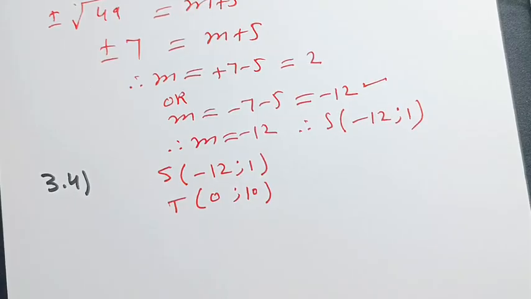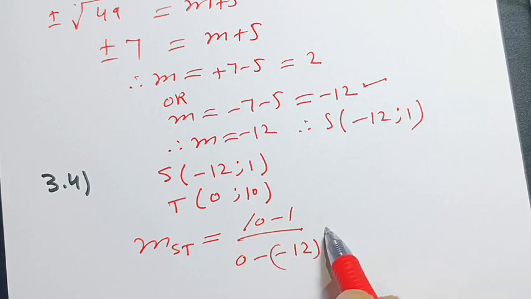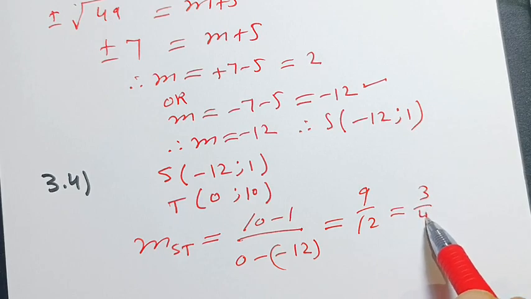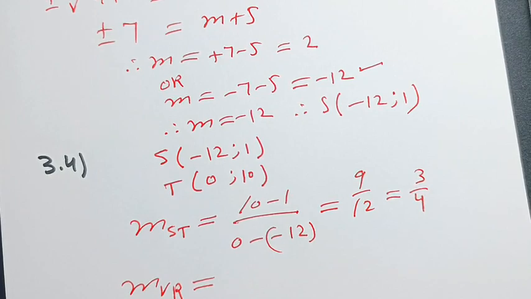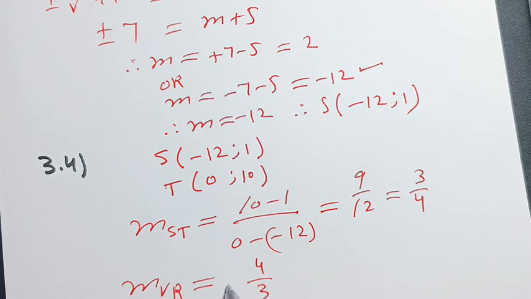So these are the coordinates of S and T. I need to find the gradient of ST first. So the gradient of ST is y2 minus y1 over x2 minus x1, so 10 minus 1 over 0 minus negative 12. So that's going to be 9 over 12. So I'm going to simplify further, the answer is going to be 3 over 4. Now I need to find the gradient of VR. Because VR is perpendicular to ST, I must invert the gradient and change the sign. So 3 over 4 becomes 4 over 3, and the positive sign becomes negative.